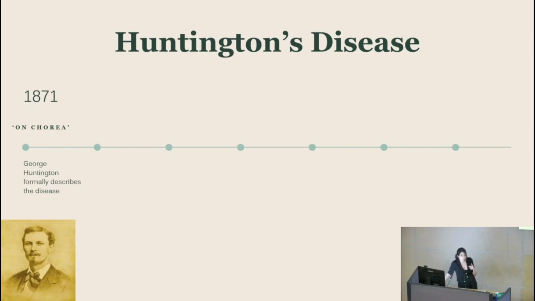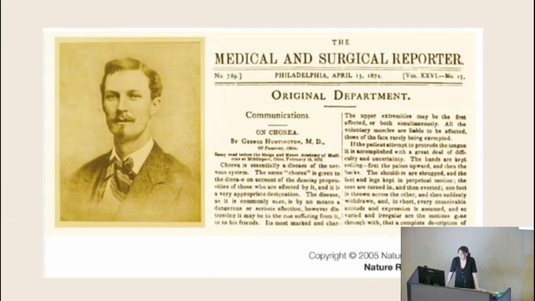So therefore, context should be everything to us, the healthcare professionals, who are trying our best to look after people with this disease on a day-to-day basis. So Huntington's disease was first described in 1871 by an American physician, George Huntington, and many of the features of the disease that he described at that time hold true centuries later.